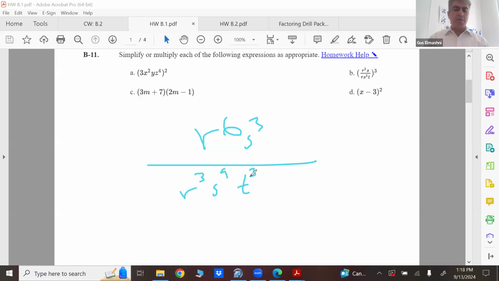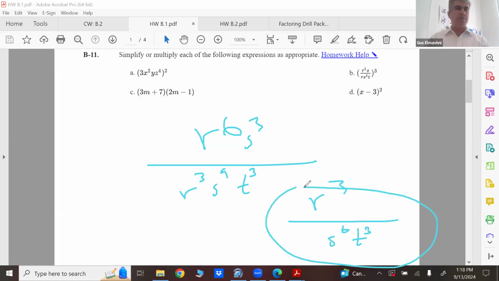You just have to remember to clean it up correctly afterwards. R6 over R3 is R3. Yeah, S6, T3. It's the same amount of work. I don't think any way's better than the other. But yeah, I know it's a preference, but the thing is that if you're following PEMDAS, I think you're less likely to make an error if you have a method to follow. That's my only advice.